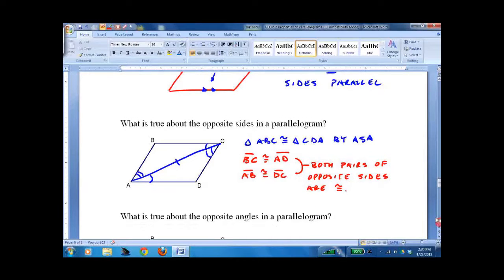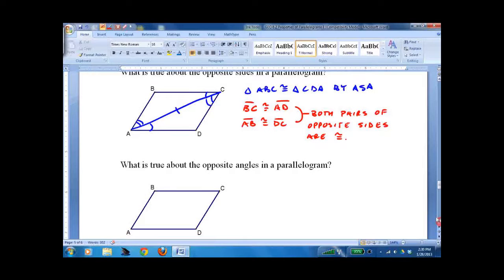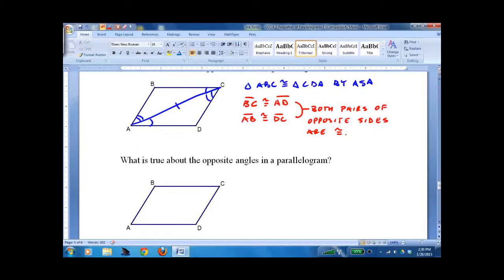For the same reason that the two triangles are congruent, you could also say that angle A is congruent to angle C, and angle B is congruent to angle D. So again, both pairs of opposite angles are congruent.